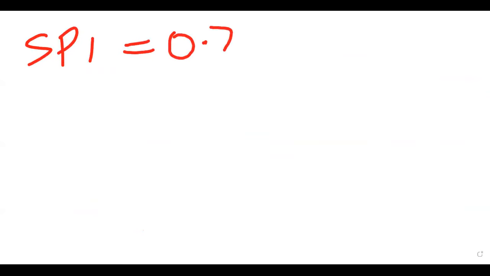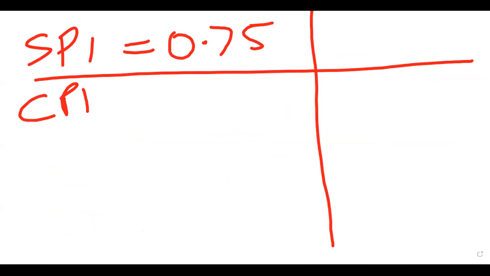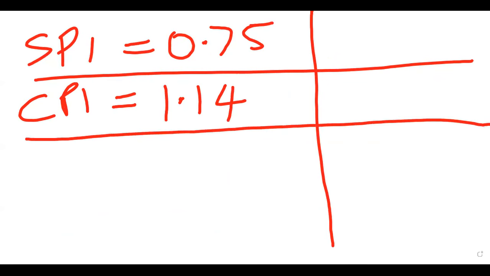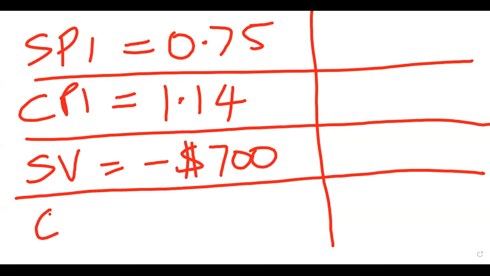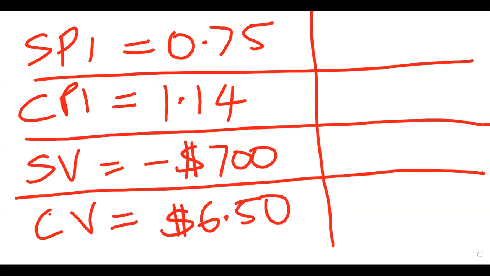So let me give you a few very quick questions. If your SPI is 0.75, you tell me, is this good or bad? If your CPI is 1.14, you tell me, is it good or bad and what it means? If your schedule variance is minus $700, you tell me what that means. And if your cost variance is $6.50, you tell me what that means.